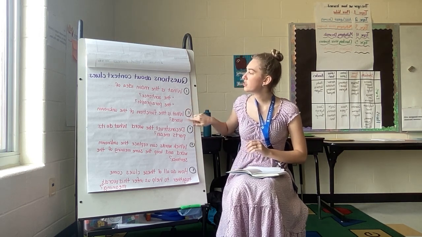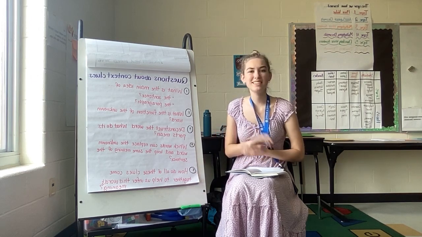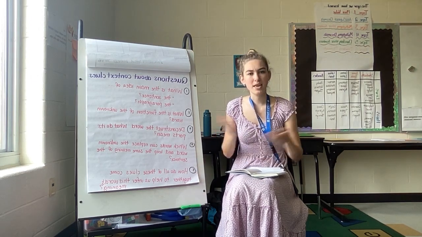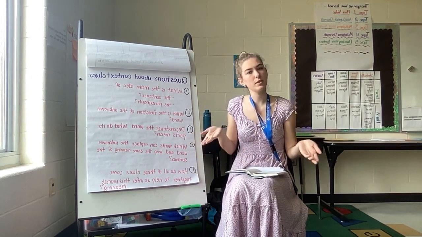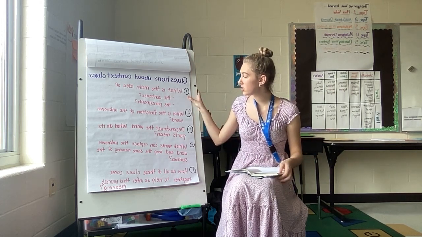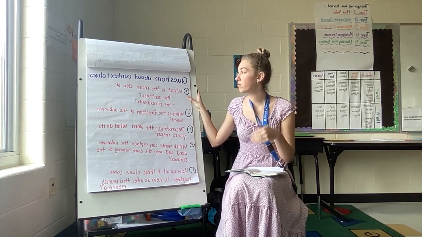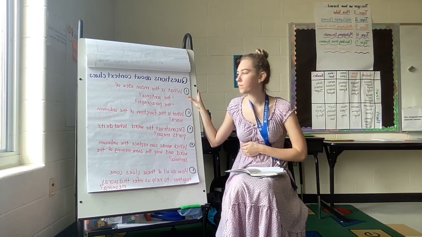Here are some questions that we can use when we're analyzing context clues, because we need some direction when we're doing that, right? We can't just have the clues and not know what to do with them, right? So this is what we're going to do. We're going to use these 5 questions to kind of help give us a path to follow when we're reading and we come across a word that we don't know.